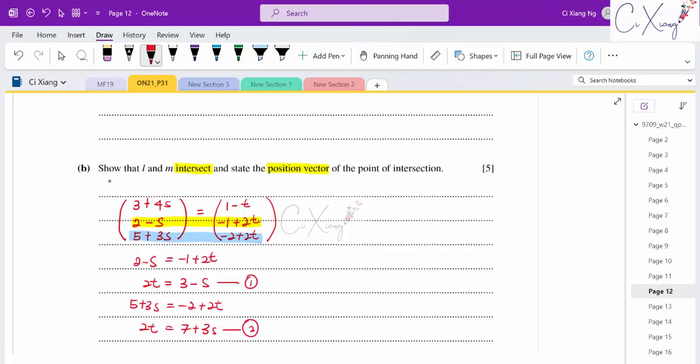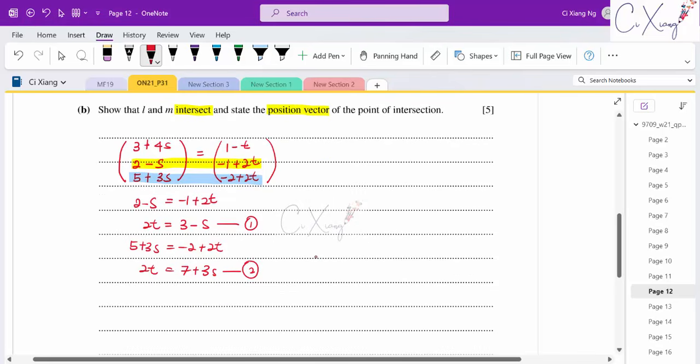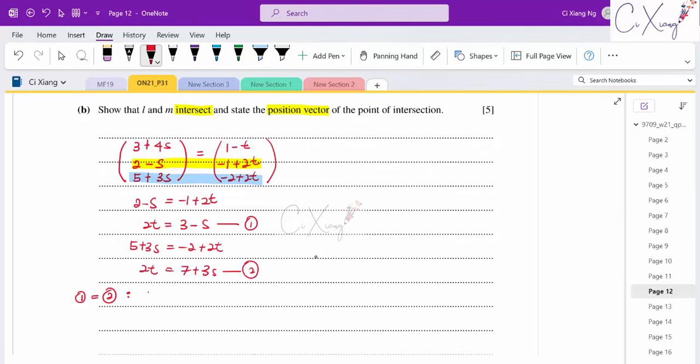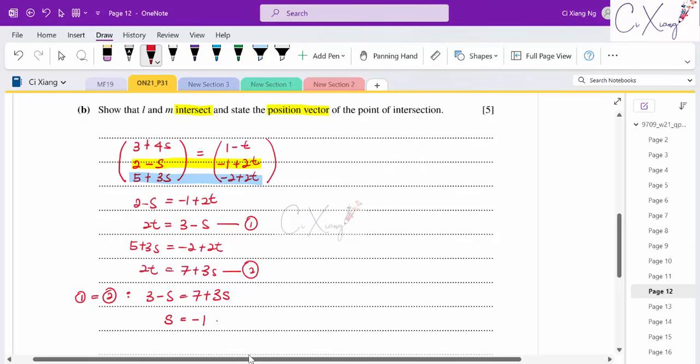So by using these 2 equations here, I want to solve them simultaneously to get a value for s and t. Okay, so from here, to solve them simultaneously, I will have 3 minus s equals to 7 plus 3s. All right, then if I try to solve it, I will have s equals to negative 1. So when I get s equals to negative 1, right, then I can also get the value of t by substituting the value of s into either equation number 1 or 2. Then if you didn't make any careless mistake, by right you will get the value t equals to 2.